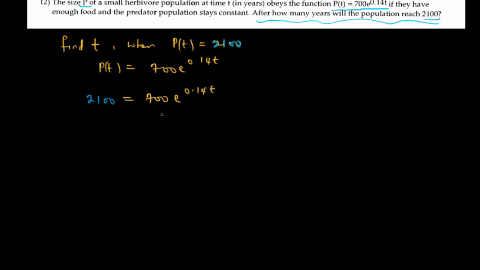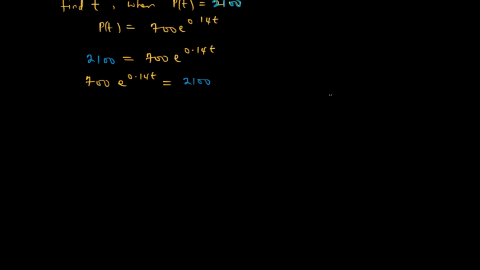0.14 t. I could rewrite it this way by saying 700 e to the power 0.14 t equals 2100. So I've not changed anything. I just rewrote them by placing them the other way around. I laterally inversed the equation. So now our aim is to find t.